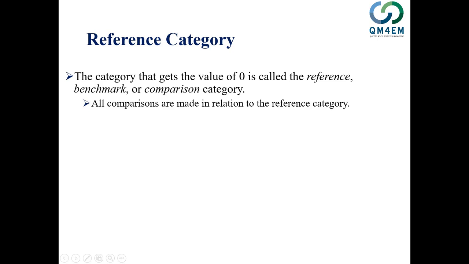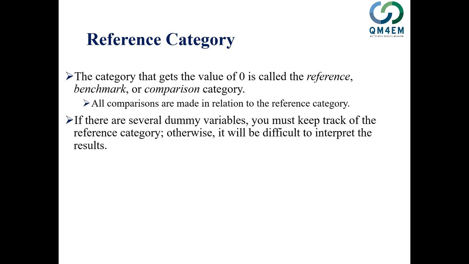All comparisons are made in relation to the reference category. So when you interpret the coefficient, you say this thing increased that much compared to the reference category. Male has a higher salary compared to female. Political party A is more popular compared to political party C, or vice versa, depending upon your reference category. So if there are several dummy variables, you must keep track of the reference category, otherwise it will be difficult to interpret the result.